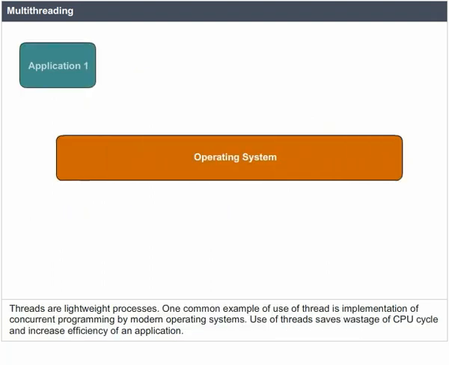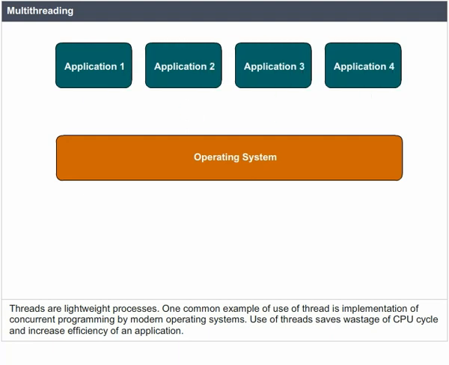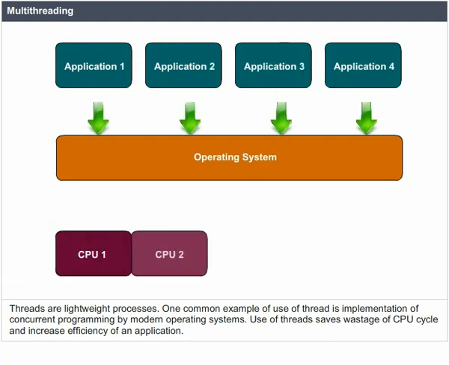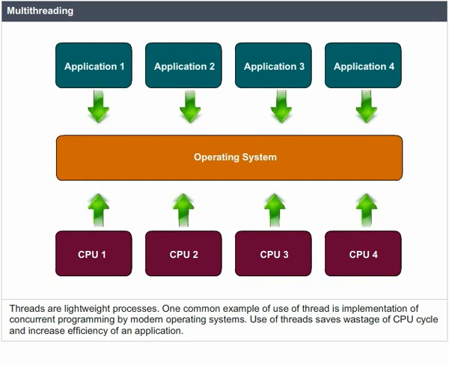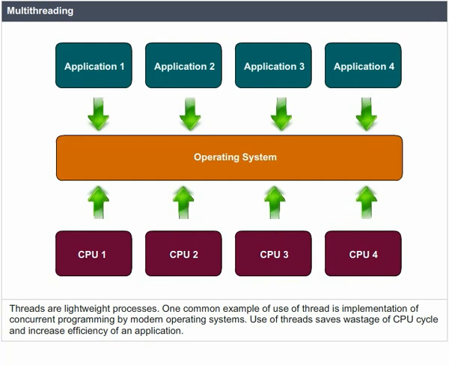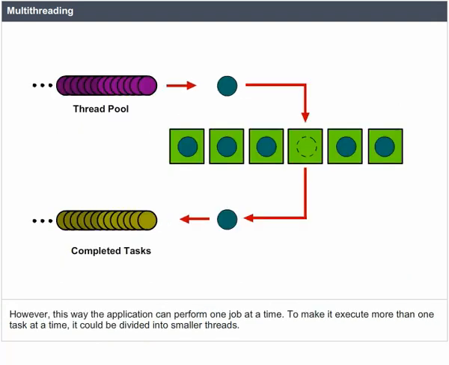Threads are lightweight processes. One common example of use of threads is the implementation of concurrent programming by modern-day operating systems. Use of threads saves wastage of CPU cycles and increases the efficiency of an application. However, this way the application can only perform one job at a time. To make it execute more than one task at a time, it could be divided into smaller threads.